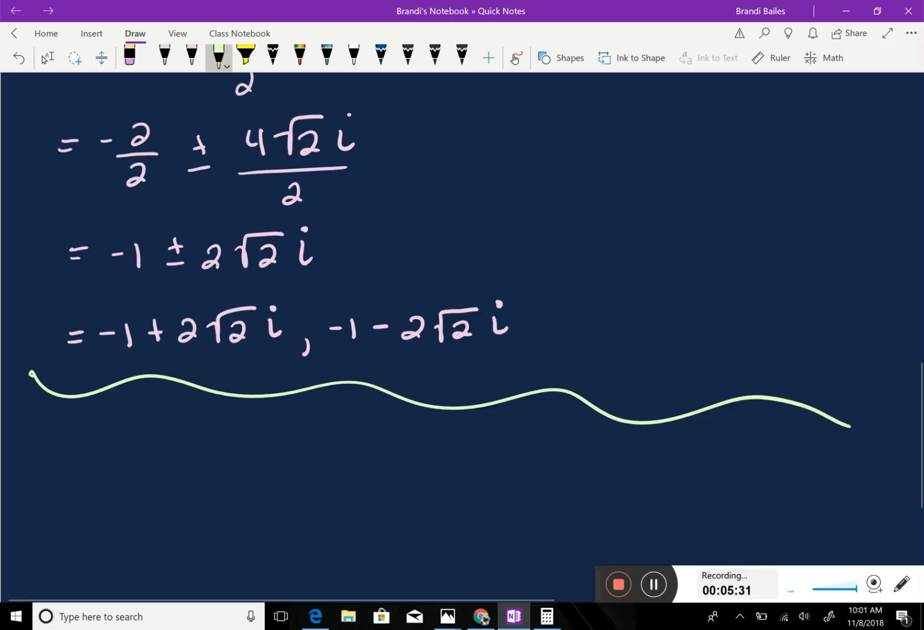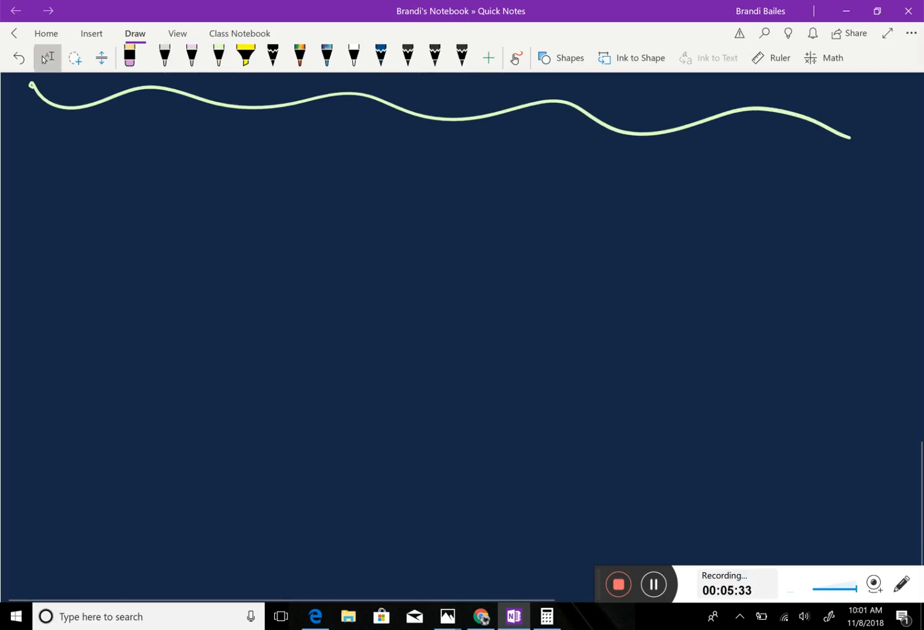Okay, let's look at one more. Let's pull one out of the book. We'll do 3x squared minus 2x is equal to negative 5.